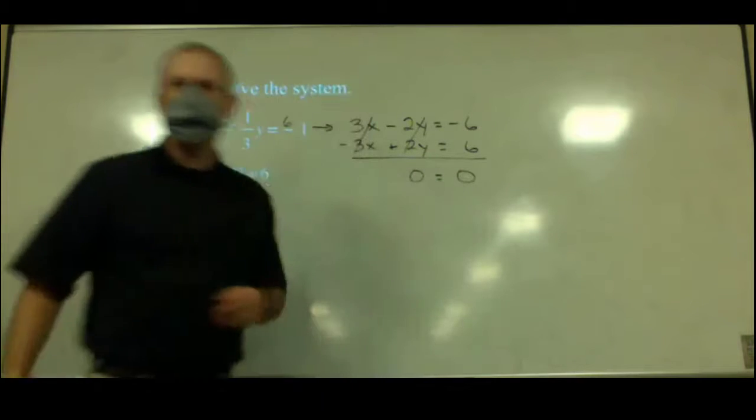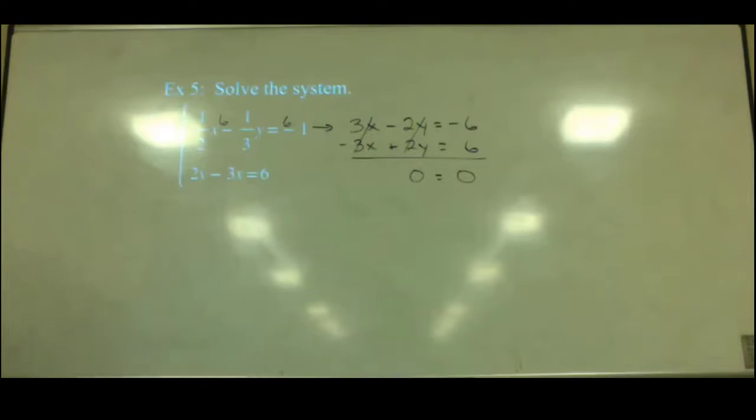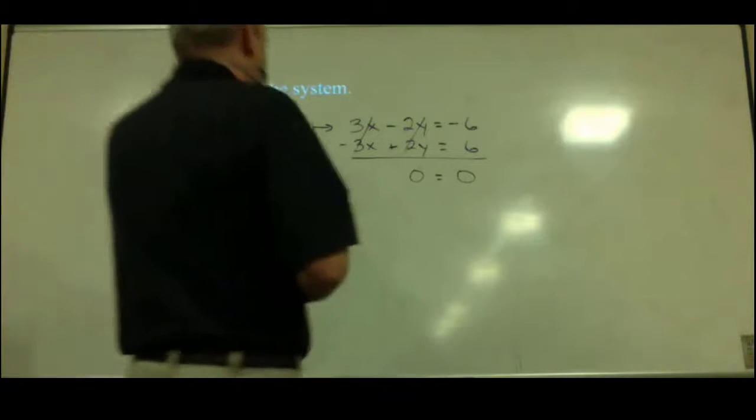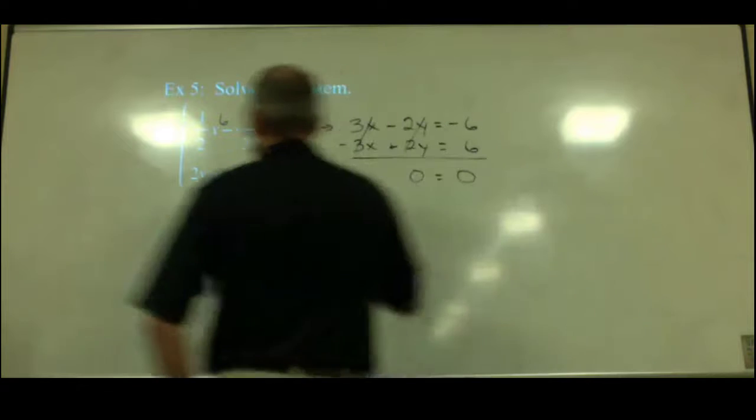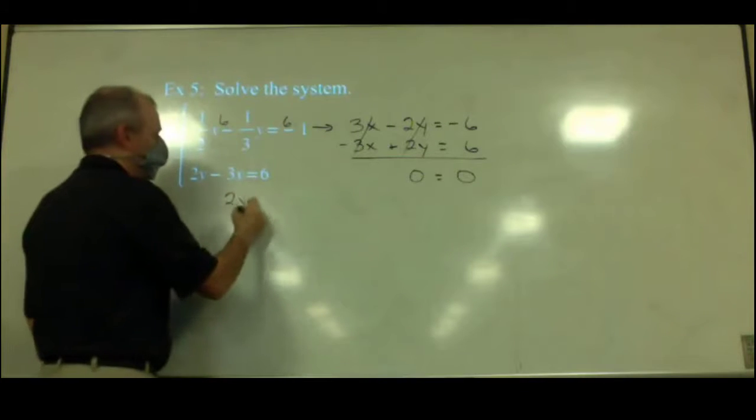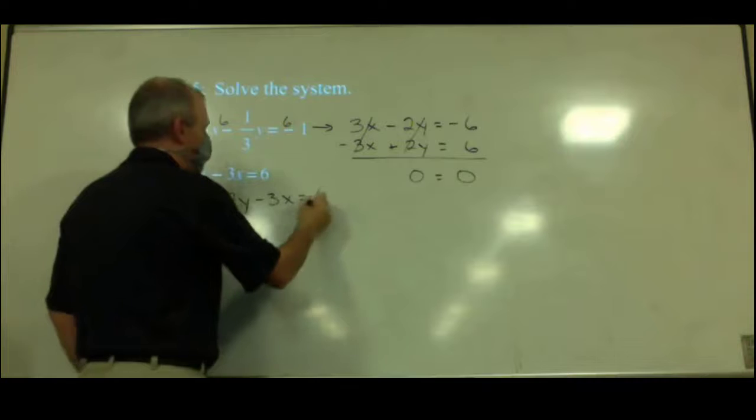What does that mean? Be careful. Is it a true statement or a false statement? 0 equals 0, that's true. So what does that tell us? It's infinitely many. These are actually the same line. It doesn't look like the same line because of those fractions, but once we get rid of the fractions, we find out, oh, it's actually the same line. So here's what we're going to do. Let's take this equation right here, 2y minus 3x equals 6.